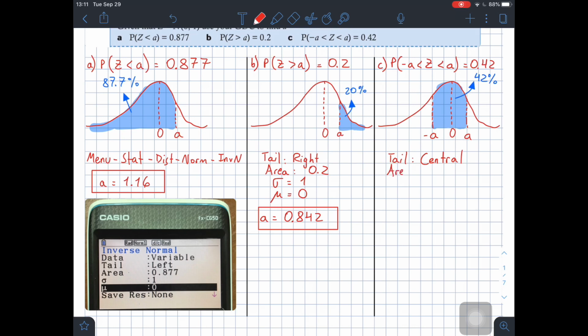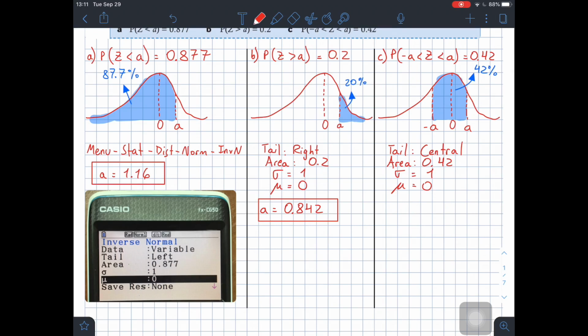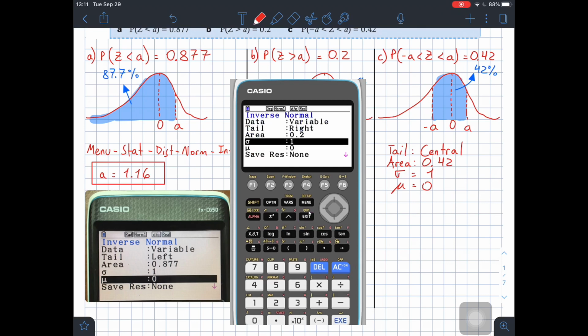The area would be 0.42. And the standard deviation and mean are the same. 1 and mean is 0. So if you put all of those values, let me show you that in the calculator. If we go back, instead of tail right, you see that we have a third option, which is central, F3. So you click on the area, which is 0.42, and standard and mean are the same. You click on execute, and you see that you get two values.